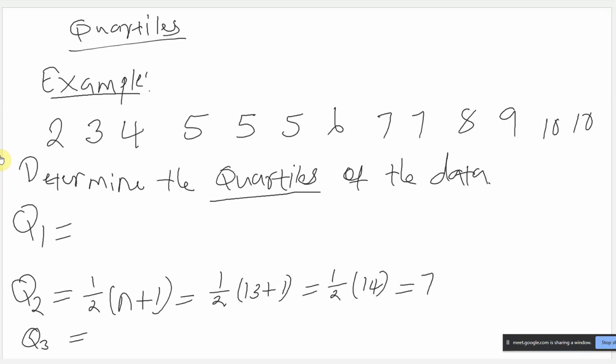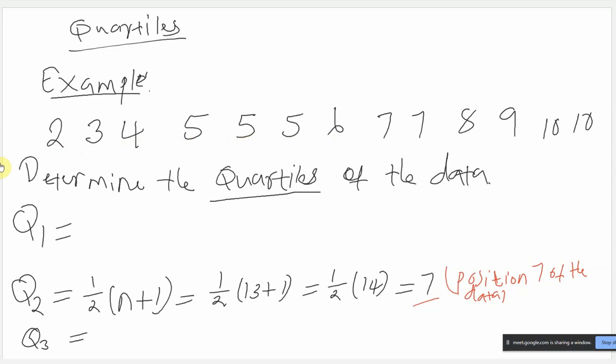So let me write in red: position 7 of the data. So 7 is not our median, but it is where I'm going to find the median. So it means that I'm going to count 1 2 3 4 5 6 7. So this position is position 7.